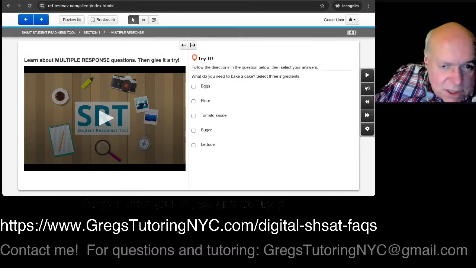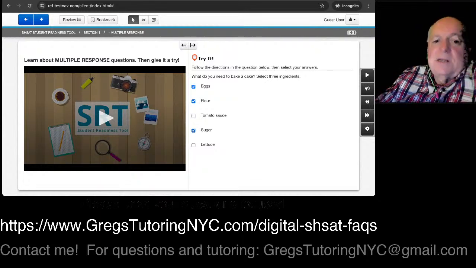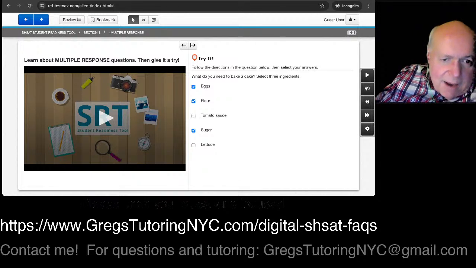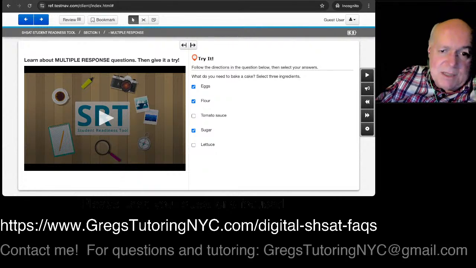So look at this. It says, which do you need to bake a cake? So normally you would use eggs. Normally you use flour. Normally you use sugar. Okay, and again, this would probably be based on a passage, because otherwise you could say, well, I want to make a cake with tomato sauce. I'm sure there's a cake with that, or a cake with lettuce. So it would have to be based on something that you just read or calculated or something like that, right?